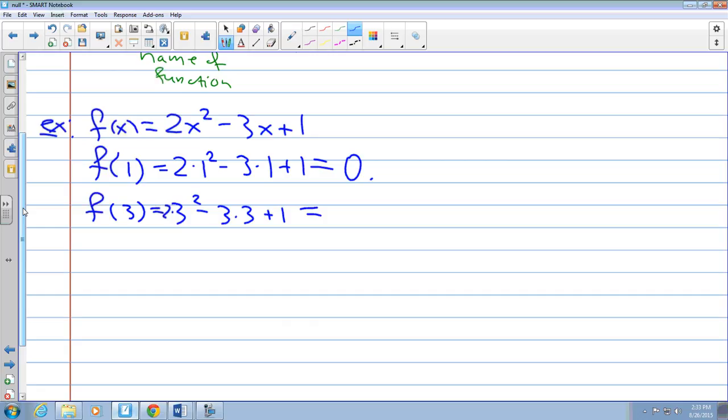Do we get 10? We did get 10. Is that okay? Whatever goes in a little parenthesis replaces the variable. So if I ask you, what is f of a? Yeah, 2a squared minus 3a plus 1, right? Is that fair?